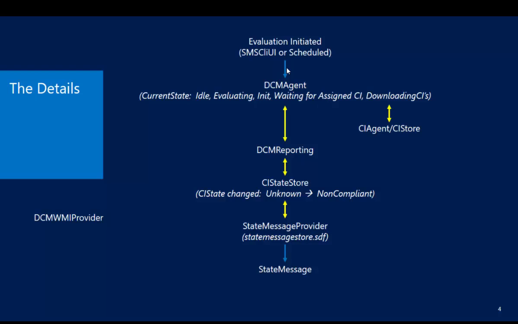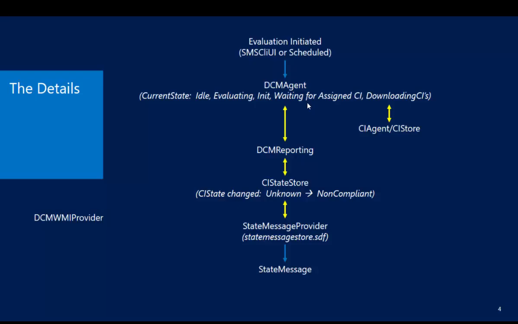Could be that we just have a scheduled time come up, the evaluation needs to run, and so it gets triggered and starts. However that happens, the first component in line is DCM agent. So this is actually an interesting log because it will show you the process walking through the evaluation. There's a particular line of text called current state, and it will show you moving from idle to evaluating to initializing, waiting for contents to be downloaded, and so on, depending on what the actual state is.